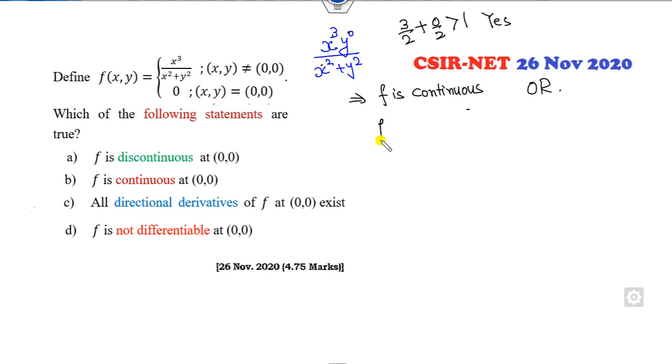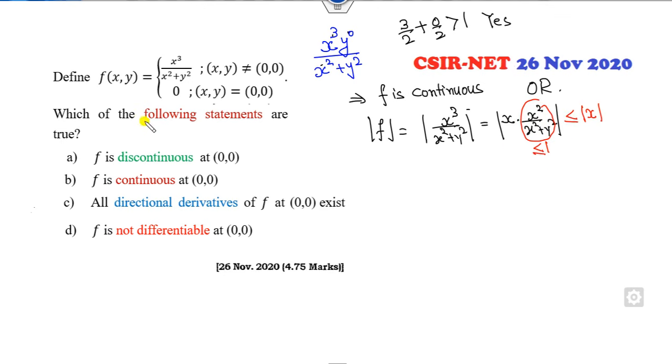We can see if I start from the modulus, it is |x³/(x²+y²)|, which I can write as |x|·x²/(x²+y²). So clearly this number is less than 1. So it is less than or equal to |x|. But what is the domain, what is the x? This is unbounded. So it means f is unbounded.